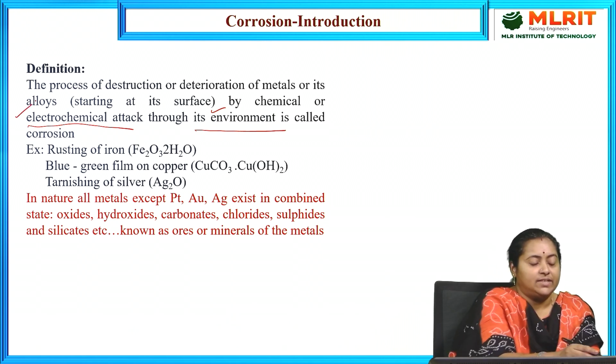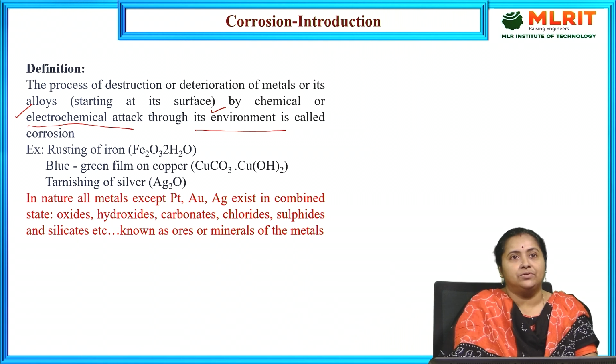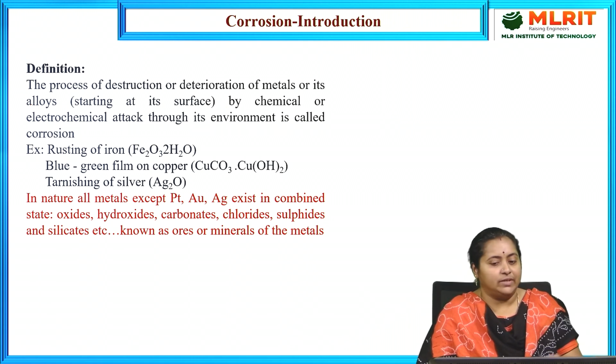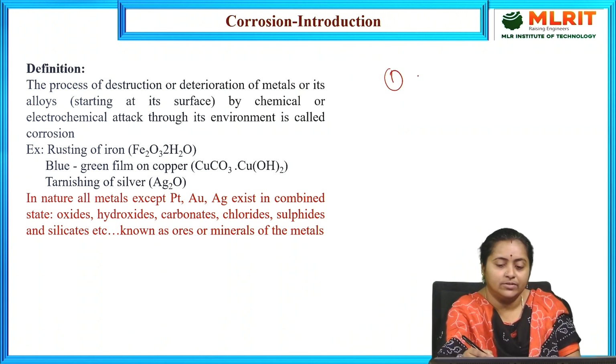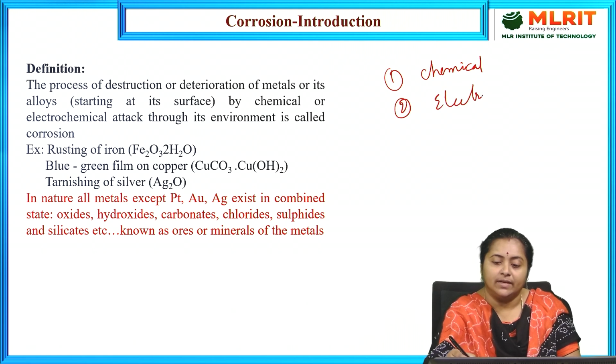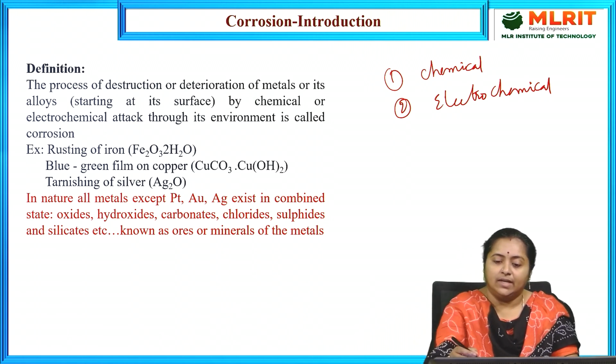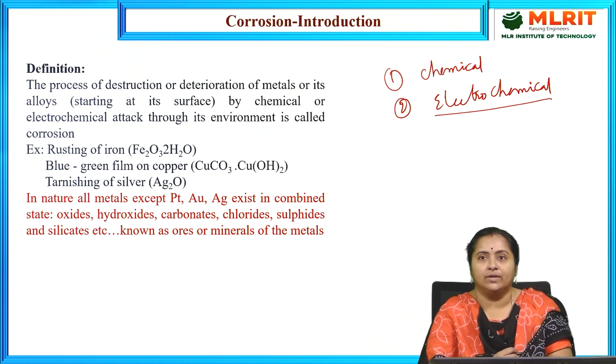The second reason is electrochemical attack. This is purely due to the formation of either a galvanic cell or a voltaic cell on the surface of the metal. So, as a whole, there are two reasons for corrosion reaction to take place. One is chemical attack, and the second one is electrochemical attack. Chemical attack is purely due to attack of atmospheric gases on the metallic surface, and electrochemical attack means formation of a voltaic or galvanic cell on the surface of the metal.